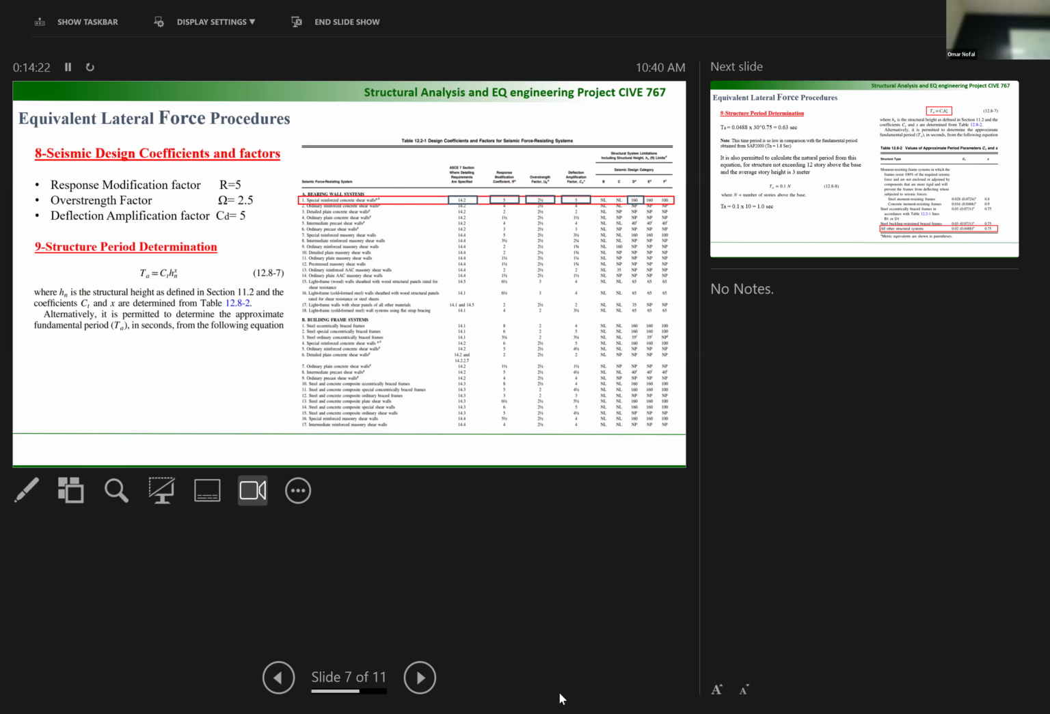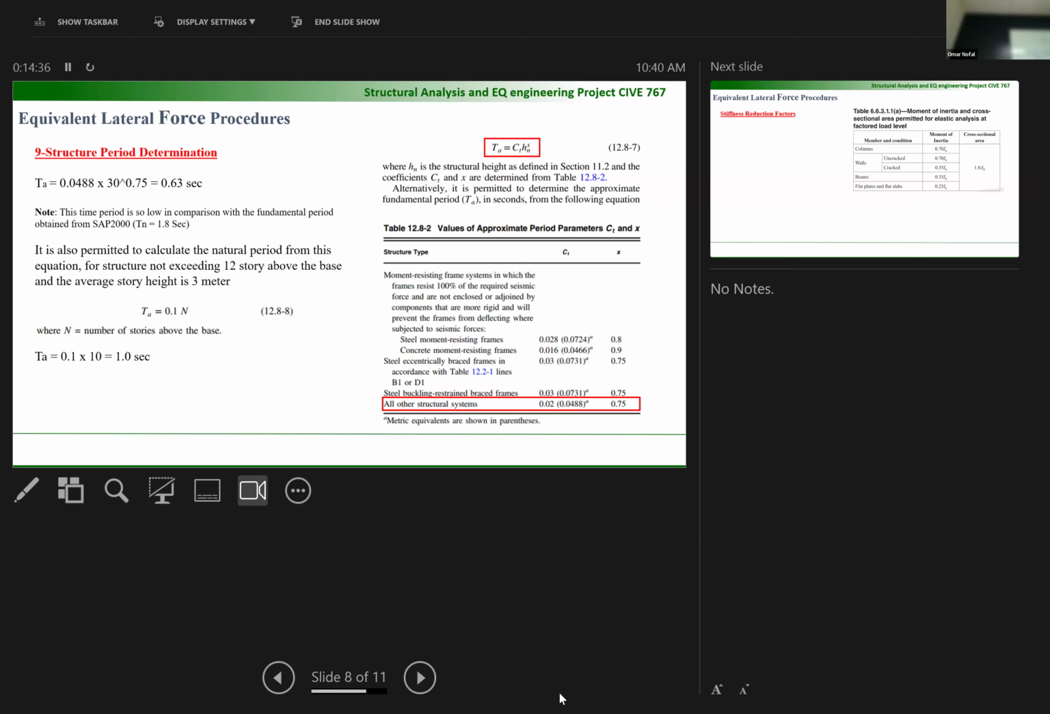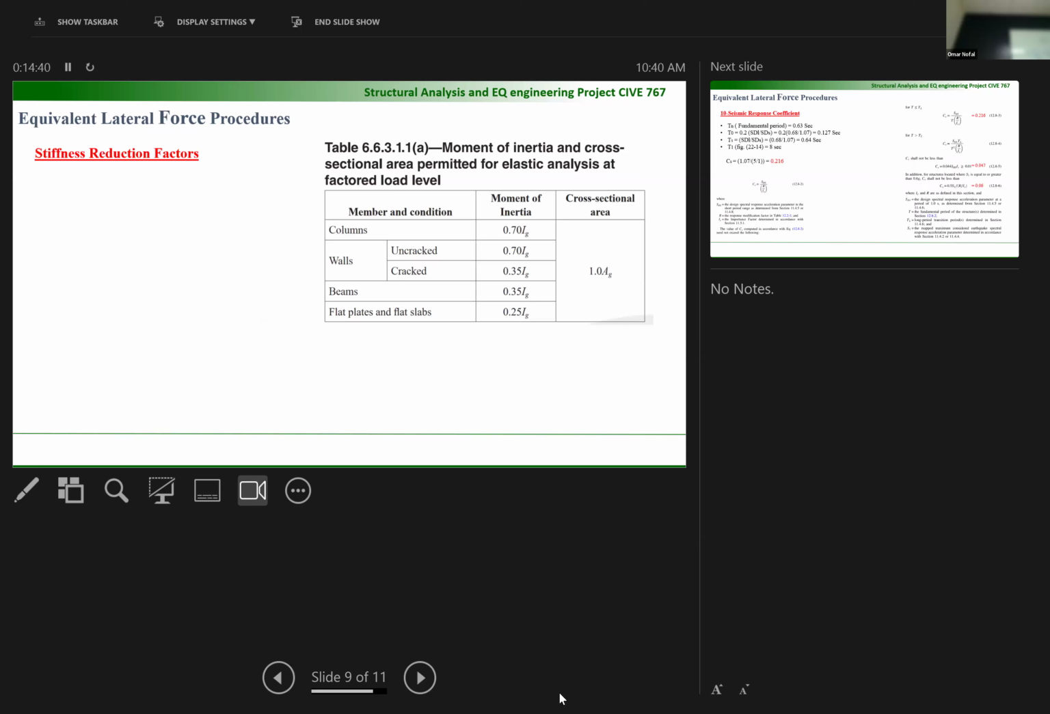So standards provide you with a simplified equation. Before you run the analysis in your software, substitute in this equation, find what is the value of T, then build a model and see what is the actual value of T. Okay, so we have this, and then we substitute, and we are going to find the T for the structure.